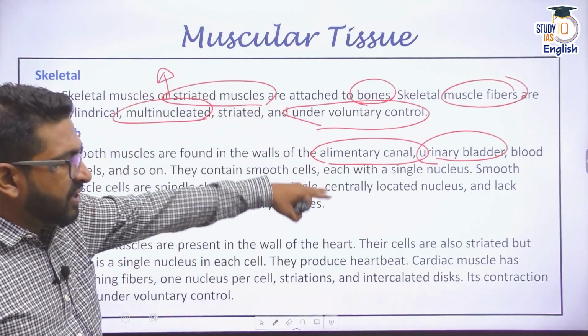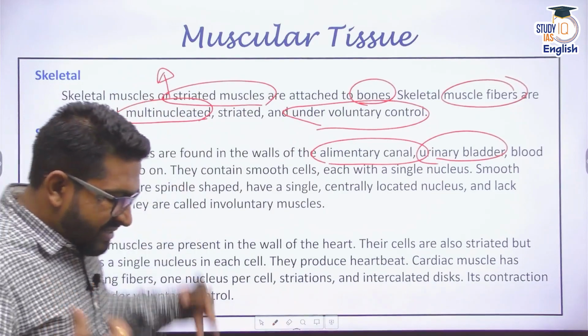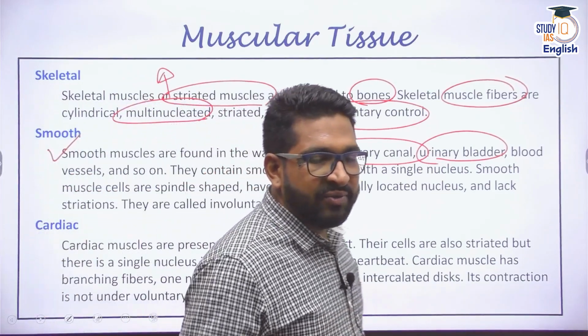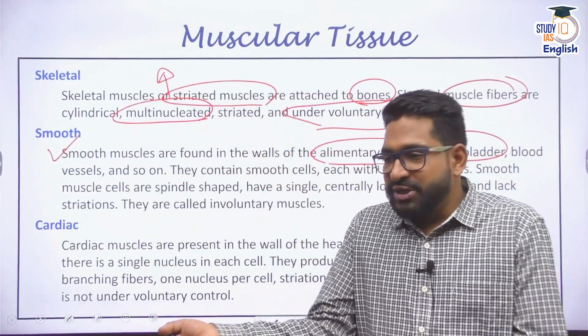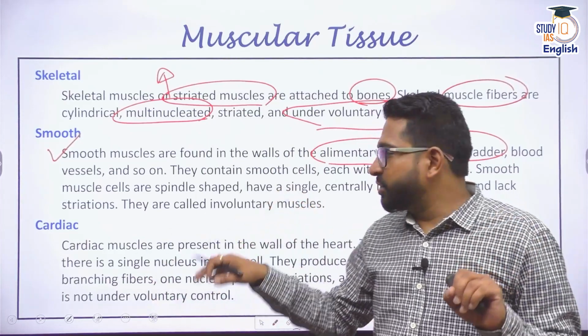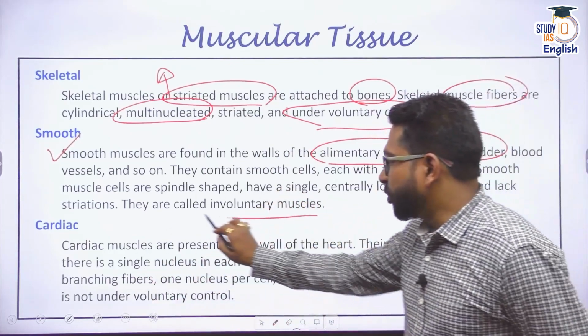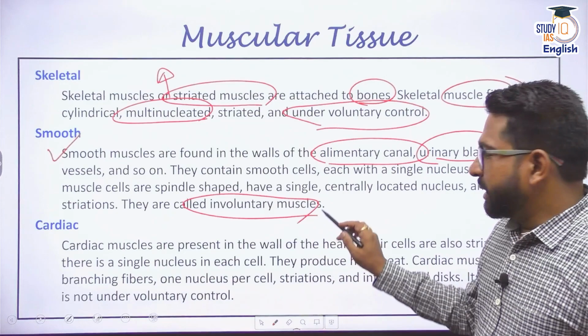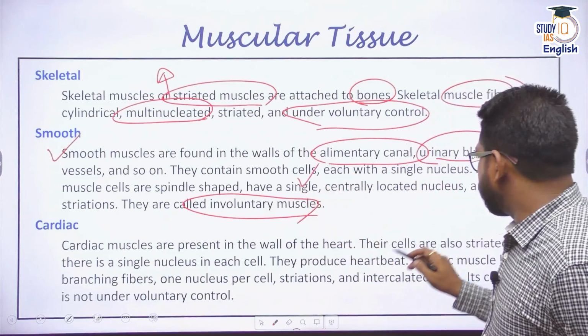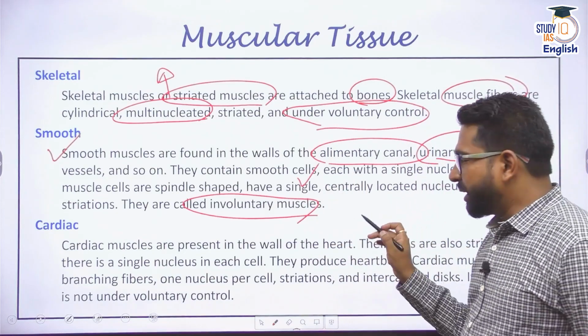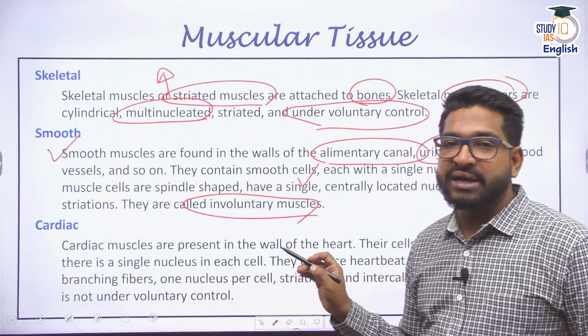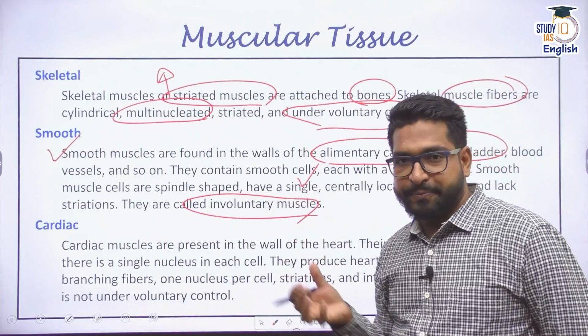They are all governed through the central system itself. We cannot move them intentionally, just like we move our muscles. We cannot move them. They are called involuntary. Please remember, again, they have a single nucleus, and their nucleus is mostly located at the center. They do not look twisted.